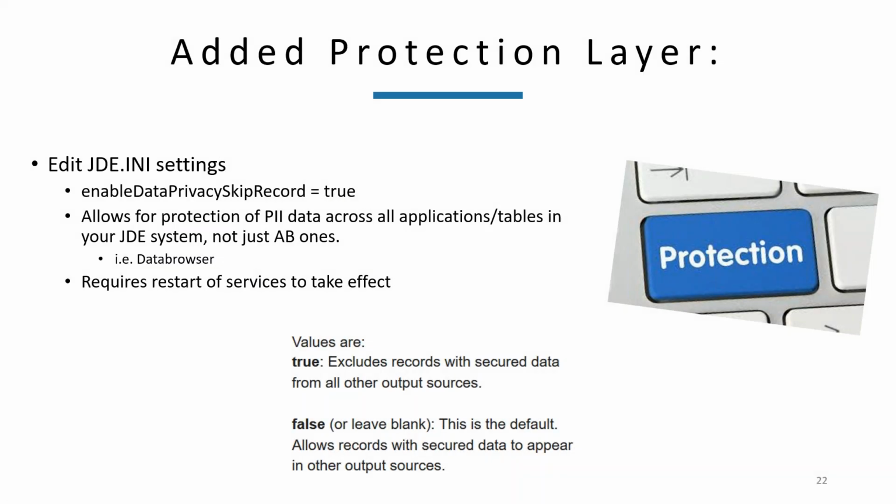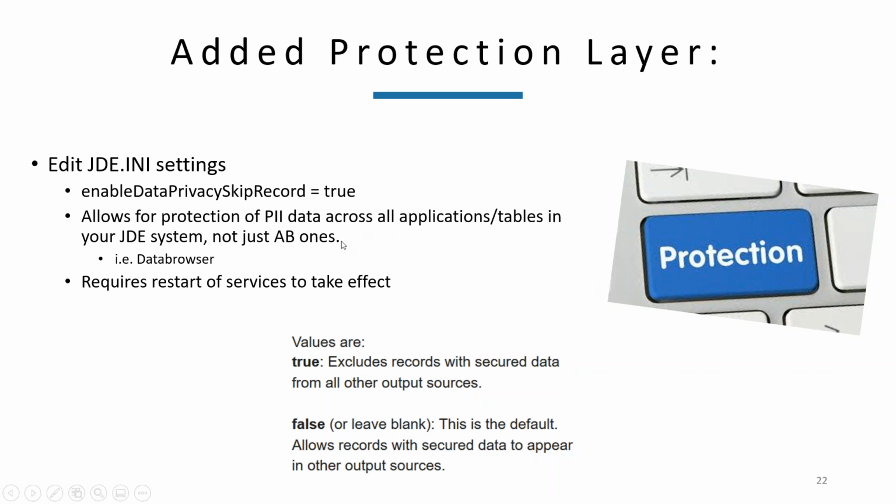An added protection layer. I discussed this briefly earlier. This is that JDE I&I setting. So while we've masked and created these permissions lists and assigned them, we're feeling really good. You know, our address book data is locked down, and anybody going into address book is only going to be able to see the right data that they need. You know, our system's completely clear.